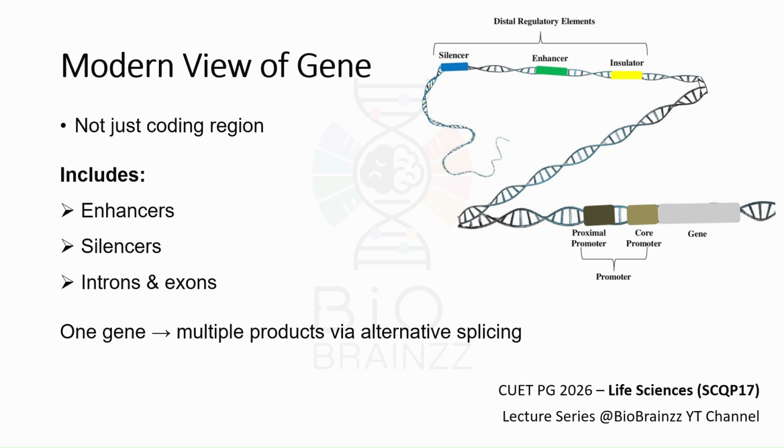The diagram on the right shows distal regulatory elements like enhancers and silencers interacting with promoters through DNA looping, which helps control gene expression. So, in summary, the modern gene concept includes regulatory elements, non-coding regions, and the ability to generate multiple functional products.